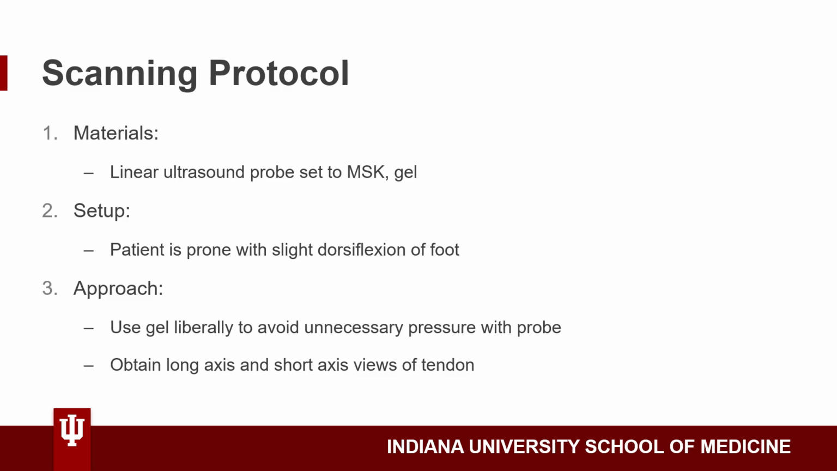In order to perform an Achilles tendon ultrasound, you will need a linear ultrasound probe set to the musculoskeletal setting, as well as ultrasound gel. The patient should lay in a prone position with slight dorsiflexion of their foot. As you'll see shortly, having the patient's foot hang slightly off the edge of the bed allows for dorsiflexion. This makes the tendon taut and straight instead of curved, allowing for easier imaging.